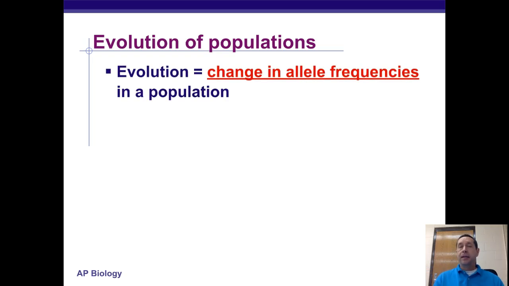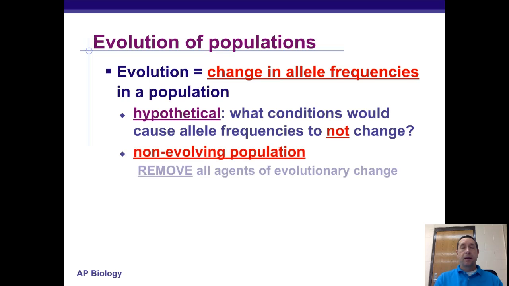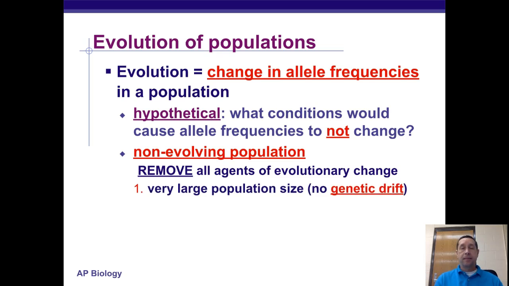So evolution is changes in allele frequencies within a population over time. So what conditions would not cause allele frequencies to change? That's our null hypothesis. If you take all the agents of evolutionary change away, then the allele frequencies should stay the same.